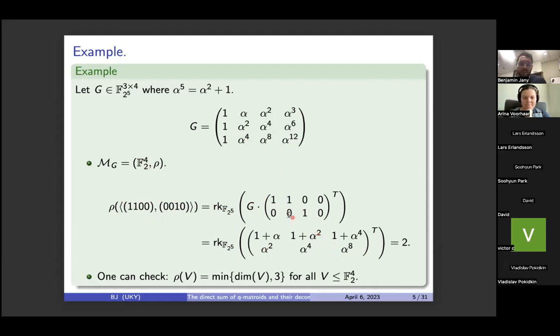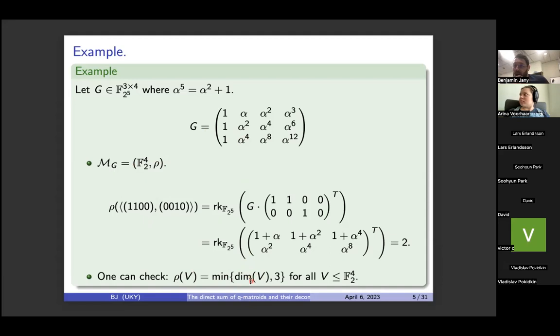So for matroids, you select columns of your matrix, right? And look at the ranks of that selection of columns. For a q-matroid, what you're doing is selecting F_q linear combinations of columns and then looking at the rank of that selection. So you can see a q-matroid as looking at more dependence between the linear combinations of columns of G. And one can check by looking at all the rank values that the rank function of this q-matroid induced by G has this nice characterization.